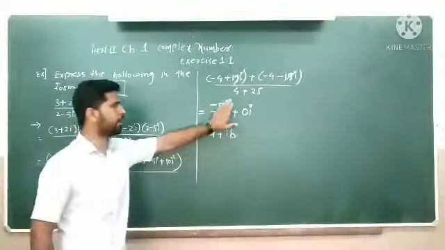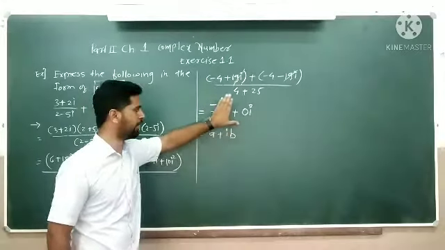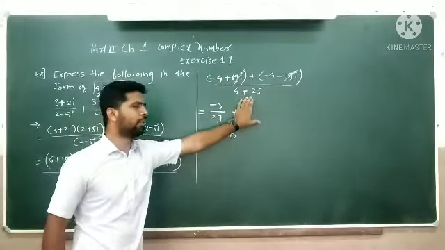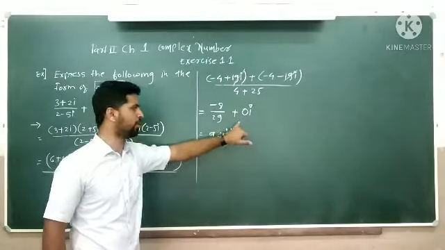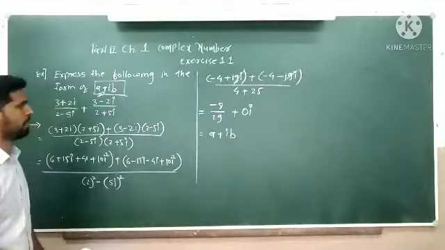Sometimes you get only the imaginary part, sometimes you get only the real part. So whenever you get only the imaginary part, you can take 0 as the real part, and when you get only the real part, you can consider 0i as the imaginary part. So this is how we can convert it. Okay.